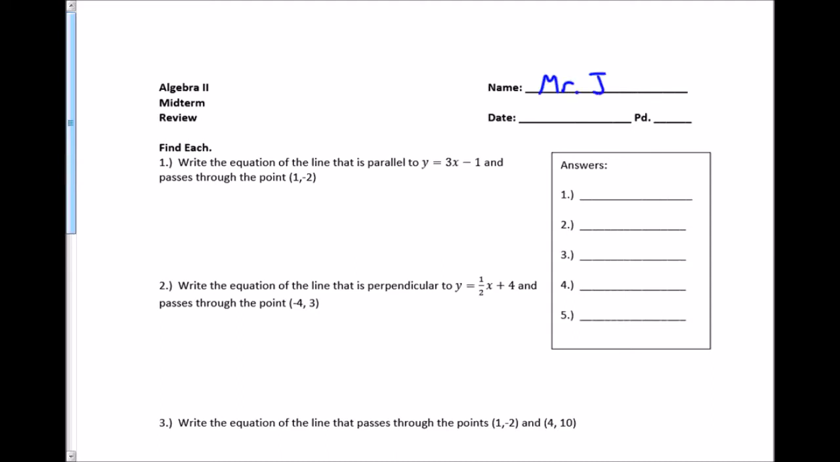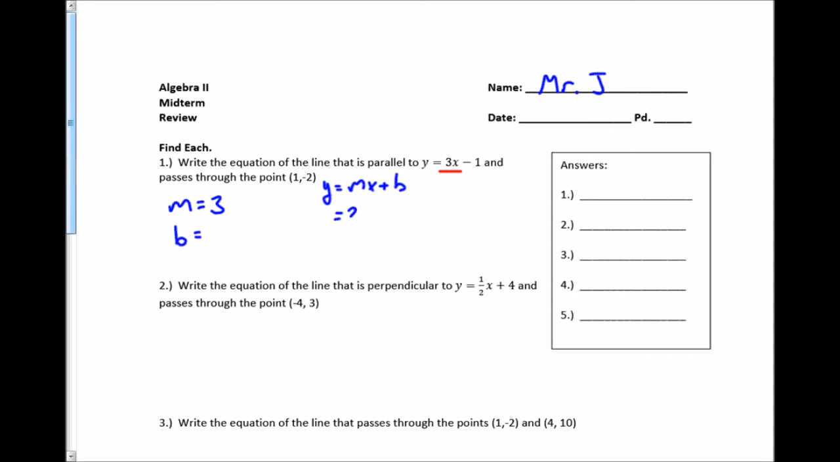If we look at this first one, we're asked to write the equation of a line that's parallel to y equals 3x minus 1 and passes through (1, negative 2). The two things that I need to write the equation of a line are the slope and the y-intercept. Since these two lines are parallel, the slope is going to be the same, so it's the positive 3. And then for the y-intercept, I do a fresh y equals mx plus b, and I just plug in what I know.